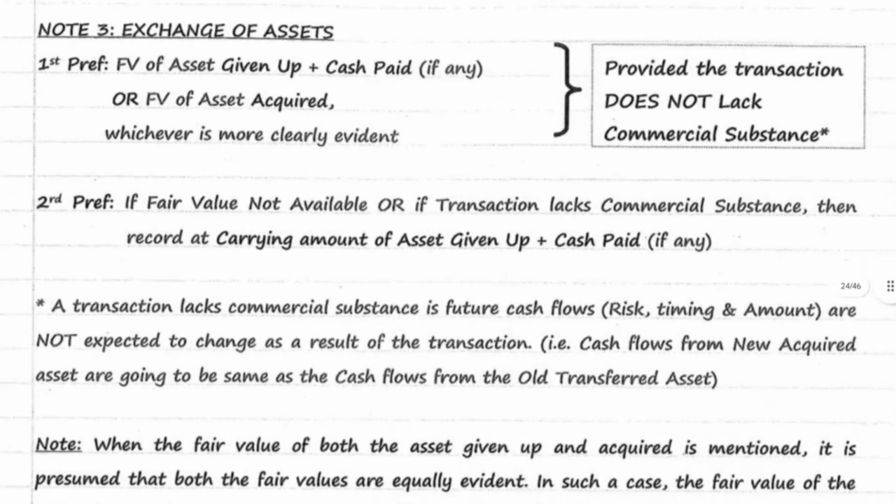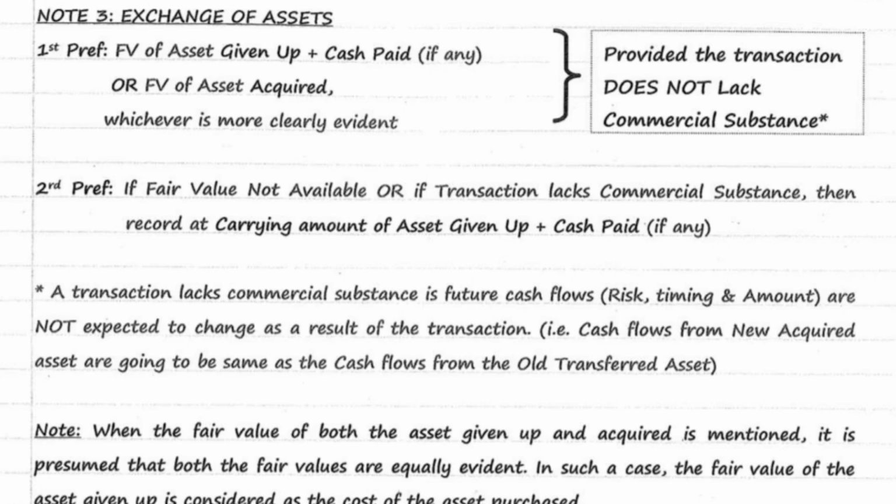In case of exchange of assets, first preference will be given to fair value of asset given up plus cash paid if any, or fair value of asset acquired, whichever is more clearly evident, provided that transaction does not lack commercial substance. Second preference will be given to, if fair value is not available or if transaction lacks commercial substance, then recorded carrying amount of the asset given up plus cash paid if any.